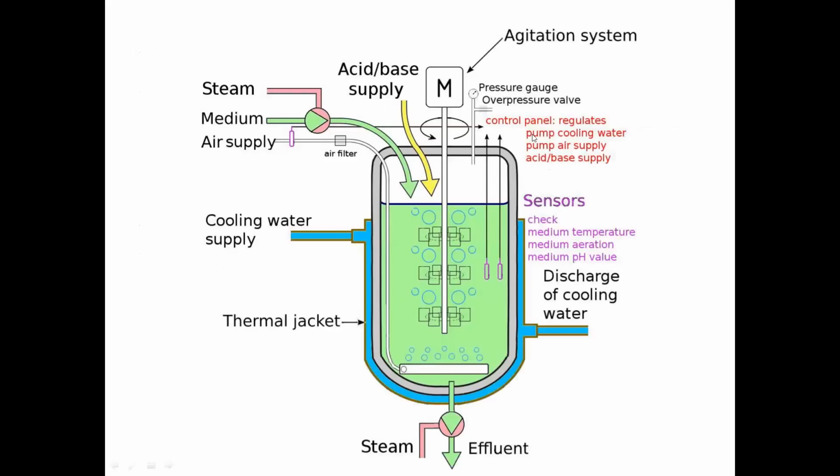And this is the fermentation or a fermenter, which we have seen in the previous lecture itself. Fermenter parts क्या क्या हैं. So you have an acid base supply here, you have this medium input, you have steam input, air supply is given, cooling water for insulation, thermal jacket is there, then steam and effluent are removed, you have a sparger here, then discharge of cooling water here, then sensors for temperature, aeration and pH, then you have control panel to regulate pump cooling water, pump air supply, acid base supply, and then you have pressure gauge here, and you have the final agitation system connected to shaft and impellers.